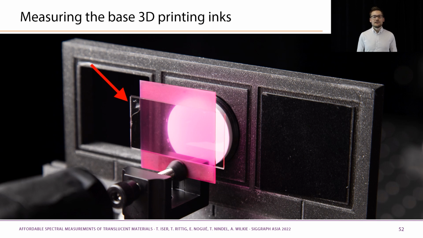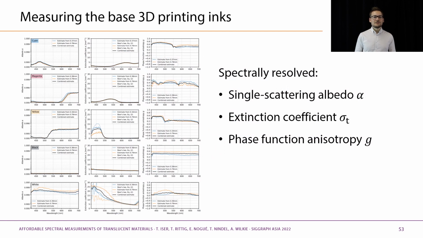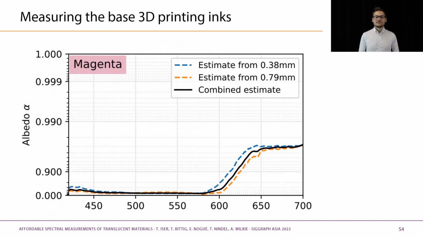You can also see a very important element of the measurement. The rough surface of the sample is smoothened by the immersion oil and microscope slides. In the end, the process results in spectrally resolved single scattering albedos, extinction coefficients, and phase function anisotropy for each of the 5 inks. Our light sources cover the range of roughly 400 to 700 nanometers, which is sufficient for color accuracy. Here you can see an example of the magenta ink's albedo.